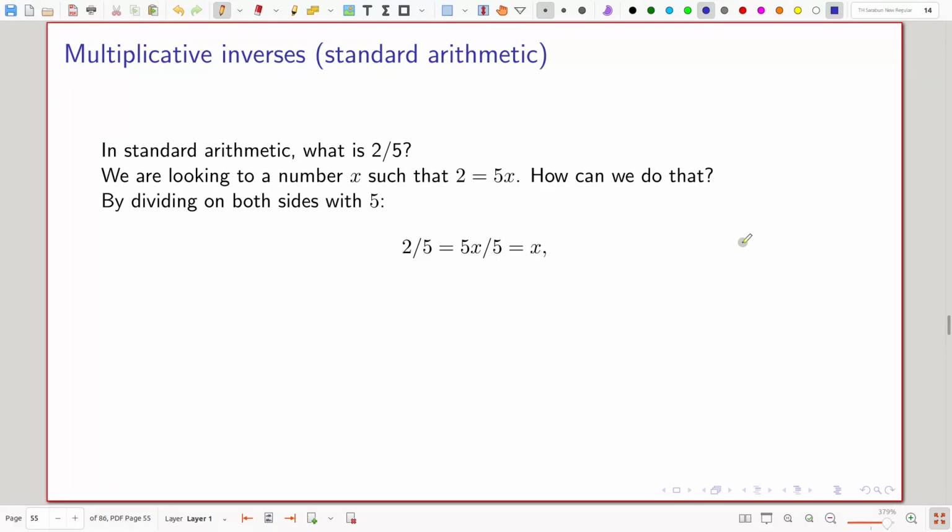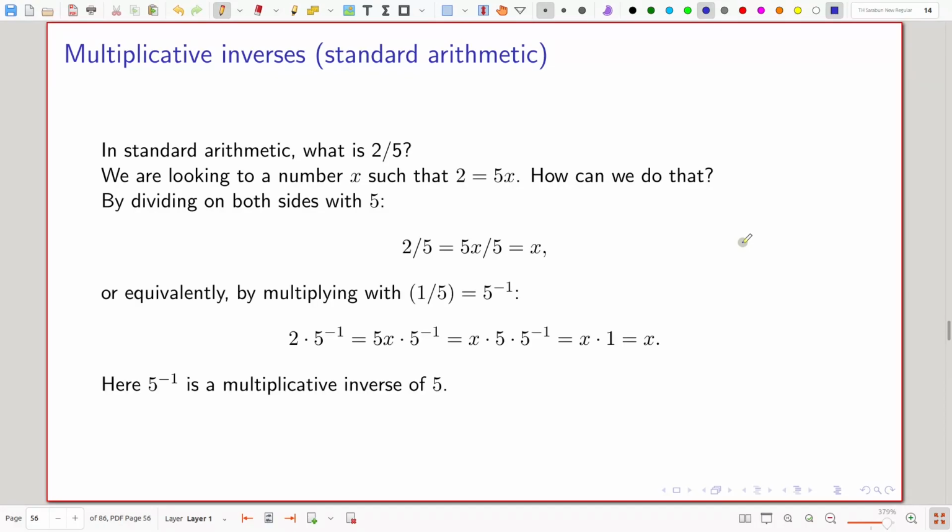But if we do not have divisions, we will think of it this way. Instead of dividing by 5, we multiply the whole thing with 1 over 5. So 1 over 5, this is the notation that we have. 1 over 5 is like some rational number, right? So we multiply 2 with 1 over 5. So we start with 2 equals 5x, right? And we multiply everything with 1 over 5.